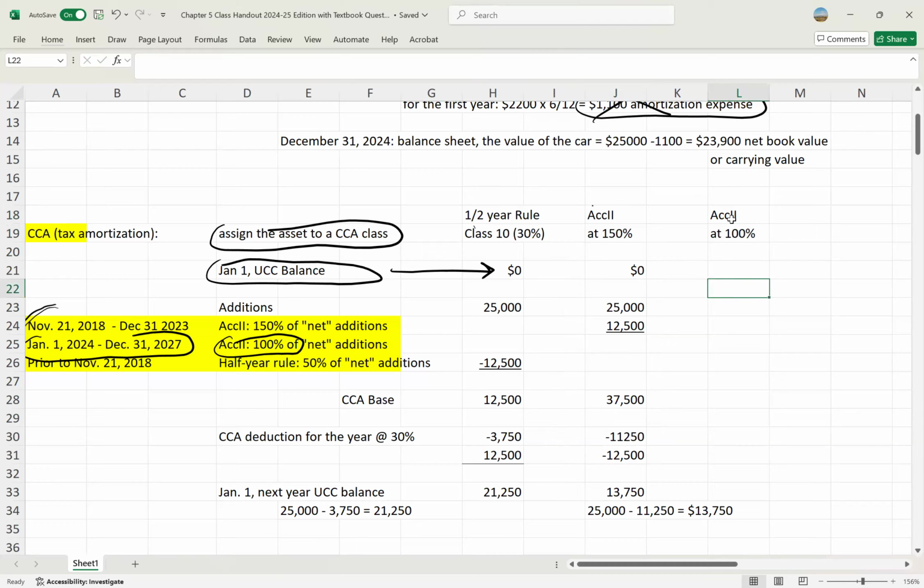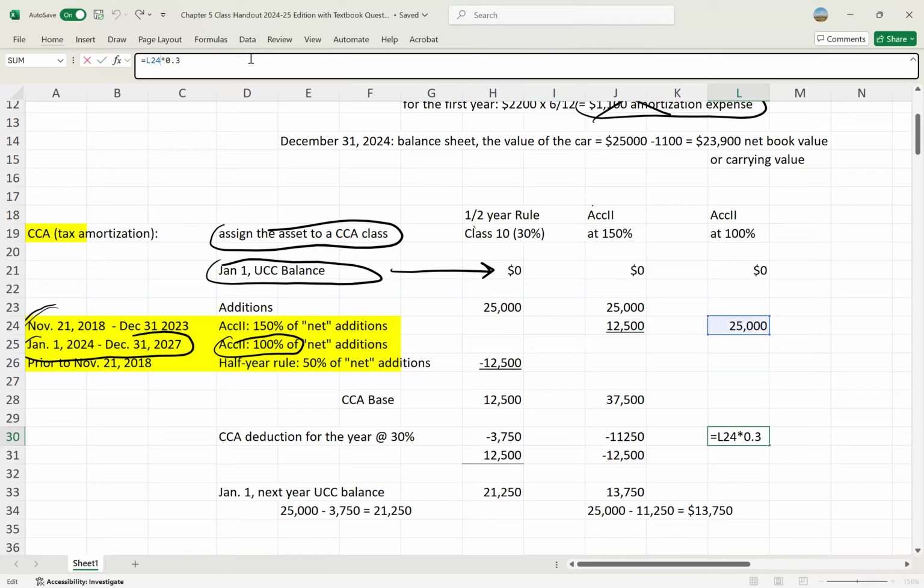So once again, we bought this car, goes into class 10. There was no cars prior, so the beginning balance at the beginning of the year is 0. We add the new addition of 25,000. We don't have to make any adjustments because everything is at 100%. So all we do then is just take CCA at 25,000 times 0.3. And so the CCA will be 7,500.